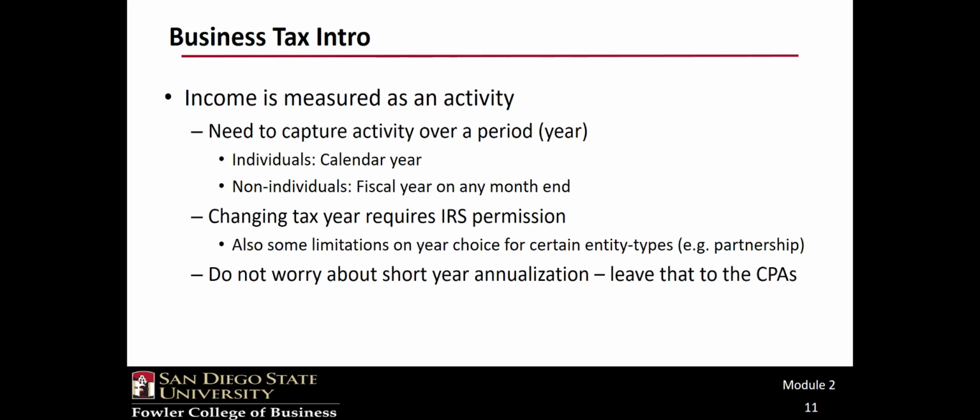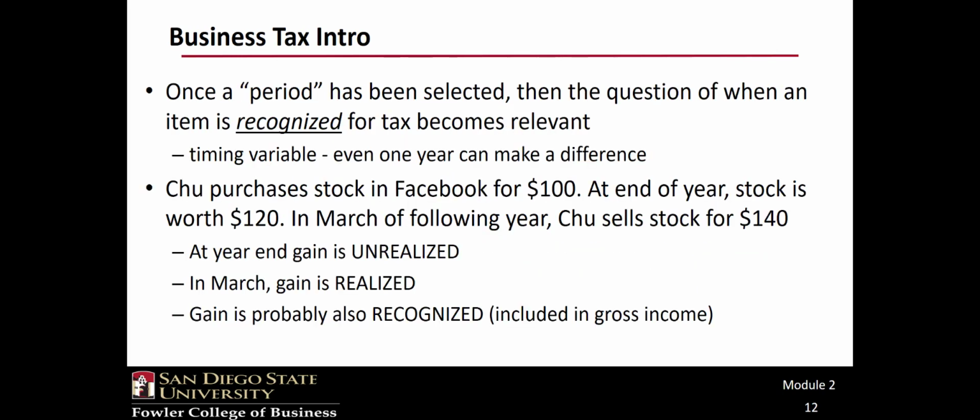Income is measured as an activity, which means the cumulative amount needs to be captured over some period. For individuals, that is almost exclusively the calendar year. Non-individuals can elect a fiscal year, but there are some restrictions depending on the entity type. You cannot just change your tax year whenever you want, and for this course, you can ignore the short year annualization topic. Once a tax year is selected, the issue of recognition becomes important. Recall from our timing variable that a year can make a difference.